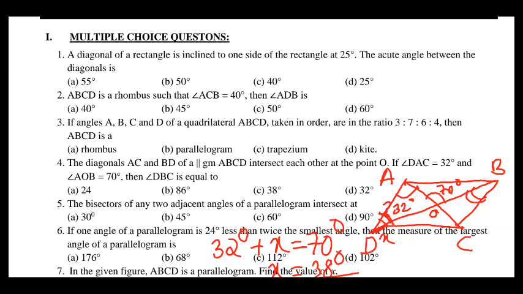This came to 38, so now can we not say angle B is equal to 38? Why? Because of alternate angles. Look here, Z shape, correct? This is Z shape, right? ADB, DBC, Z shape, right? Alternate angle. So this angle will also be 38.